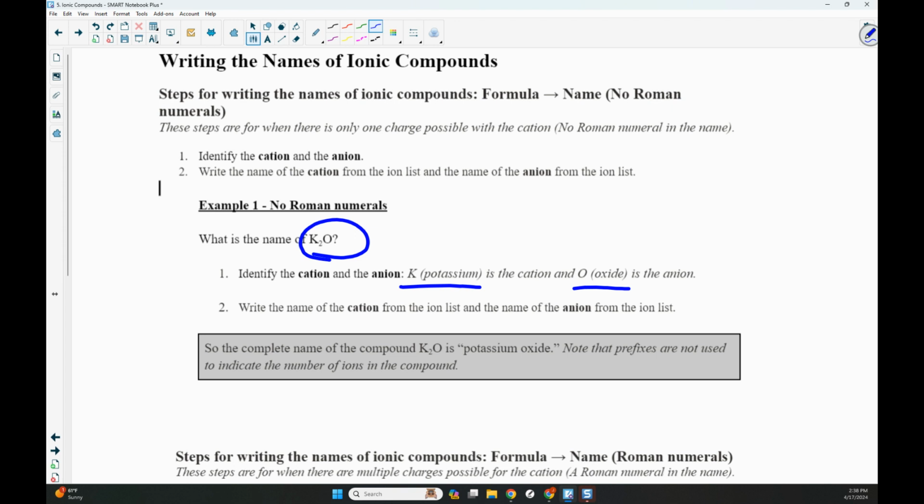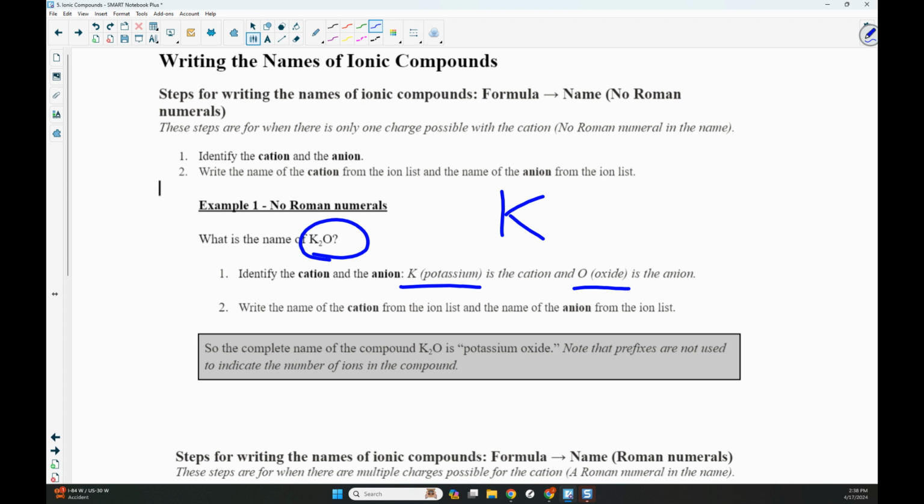And when we look at the cation, this is a key thing here. Why don't you guys locate potassium in your cation list? You see it there in the +1 column? Okay. Do you see a Roman numeral next to it? Okay, so then we don't have to deal with Roman numerals for this one. And now we have our name.